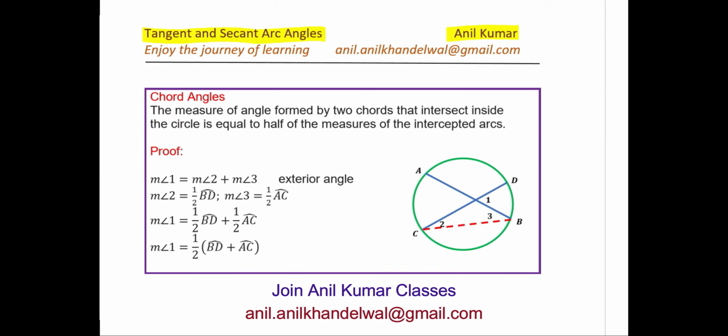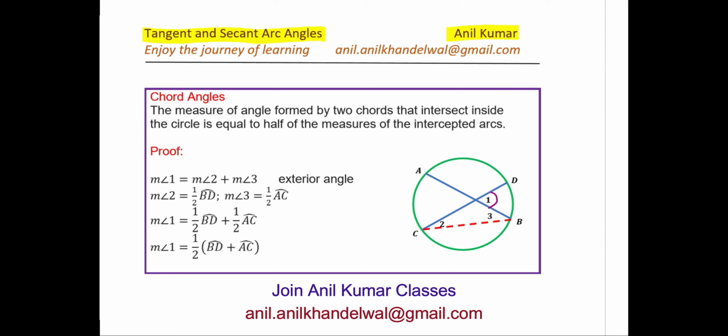Before answering these, let us understand the concept. We are given a circle here with two chords, the chord AB and the chord CD. They intersect at a point somewhere inside the circle. We need to find the measurement of angle 1. So how is this angle 1 related? That is what we need to find.